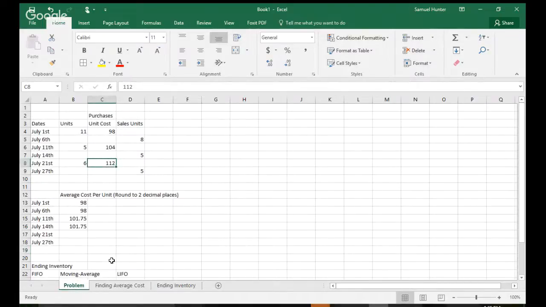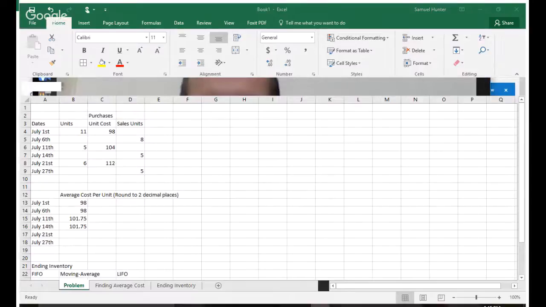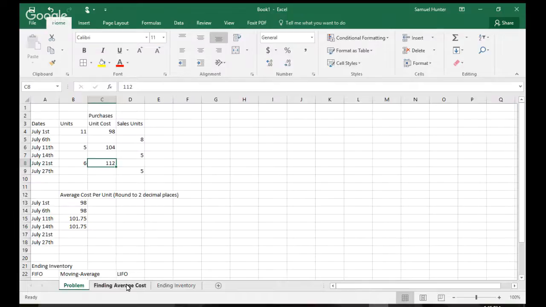but the answer actually is 108.58, not the 109.33. So we're going to do 108.58. And then on July 27th, we make another sale, and that doesn't change our average cost per unit. So it's 108.58.